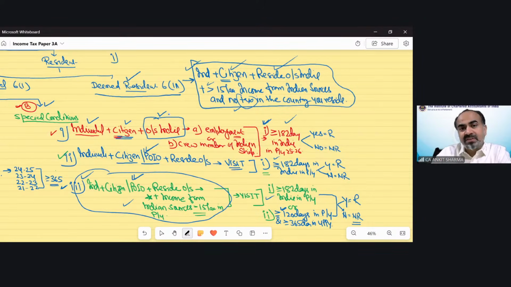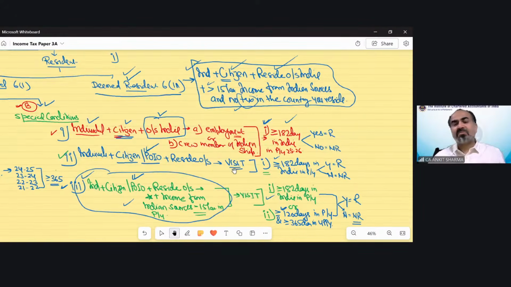Three differences. First, there is no POIO in deemed resident. The second is that the number of days of visit does not matter in case of deemed resident. And the third condition is that no tax should be there in the country in which you reside. Very well done, students. There are three major differences in these categories.